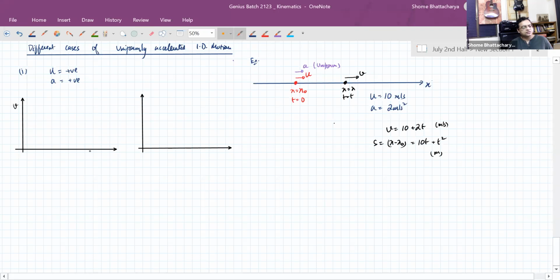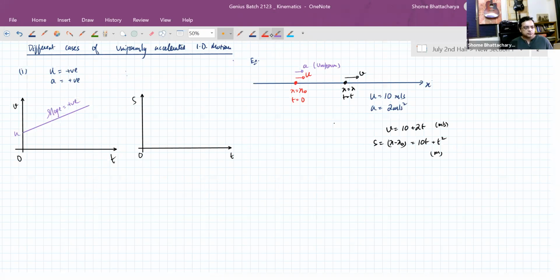So our V versus T graph or S versus T graph. A V versus T graph would be a straight line with a positive slope, because A is positive, the slope would be positive. And for the S versus T graph, notice that it is a quadratic function. So it would be a parabola such that the slope is increasing. So it would have increasing slope.